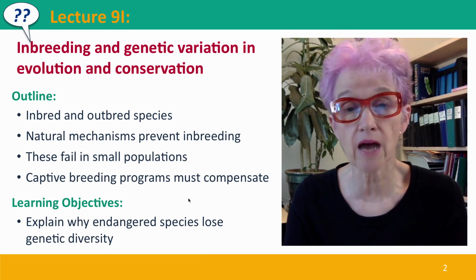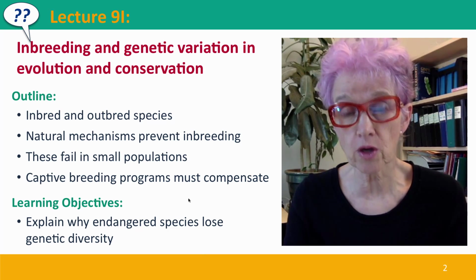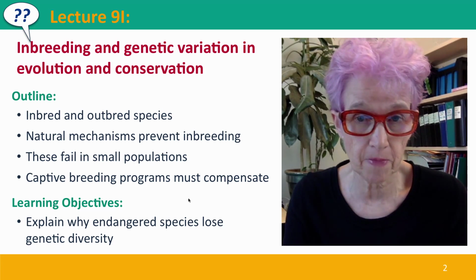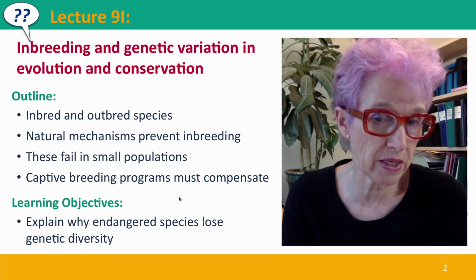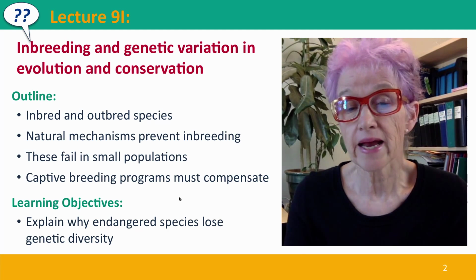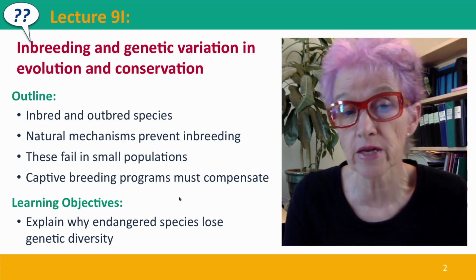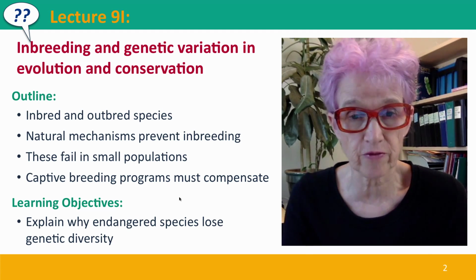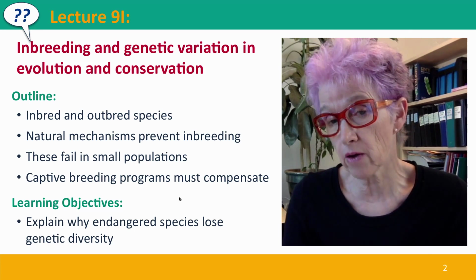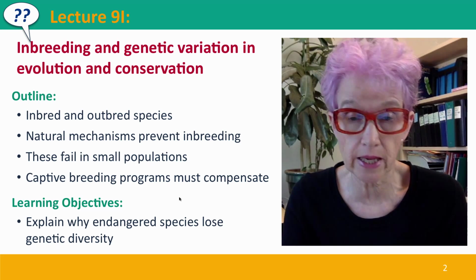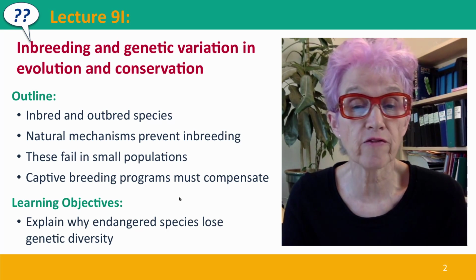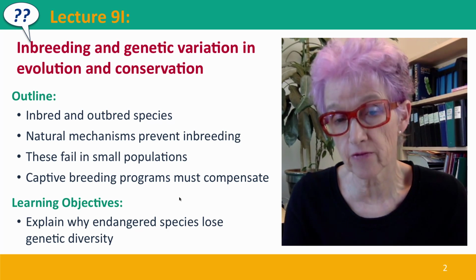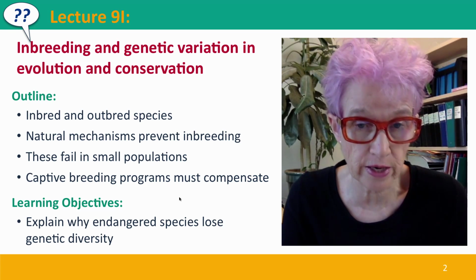This is Lecture 9I, where we're going to talk about the problems that inbreeding creates for endangered species. We'll talk about the distinction between inbred and outbred species and how the latter have mechanisms to prevent inbreeding. However, these don't work well when the populations get very small. We'll talk about how captive breeding programs, breeding animals in zoos, have kept track of their pedigrees in hopes of compensating for inevitable losses of genetic diversity.